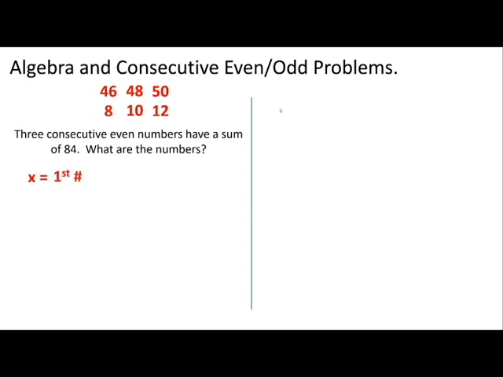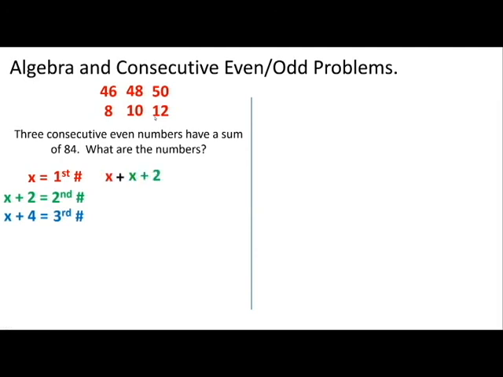I'm going to say the first number is x, as always, but notice the second number is now 2 larger than the original number. And the third number is 4 larger than the original number. Doesn't matter what the original number is, the second number is 2 bigger, the third number is 4 bigger. Can you write the equation now?